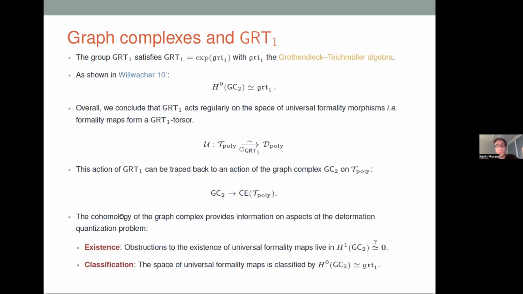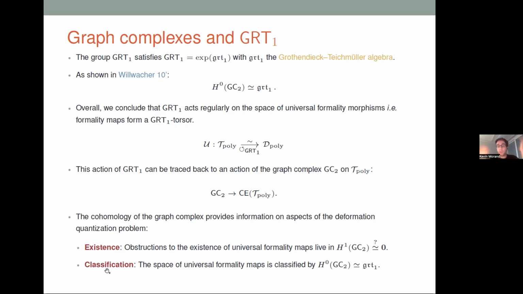In fact, more generally, the cohomology of graph complexes will provide some information regarding some aspects of the deformation quantization problem. One aspect is the existence of universal formality maps, meaning formality maps given by some expansion in terms of admissible graphs. We can obtain some information regarding their existence by looking at the first degree cohomology of particular graph complexes. For Poisson manifolds, it is a hard open conjecture that this cohomology group vanishes, so that there is no obstruction. This is a conjecture due to Kontsevich and Drinfeld.